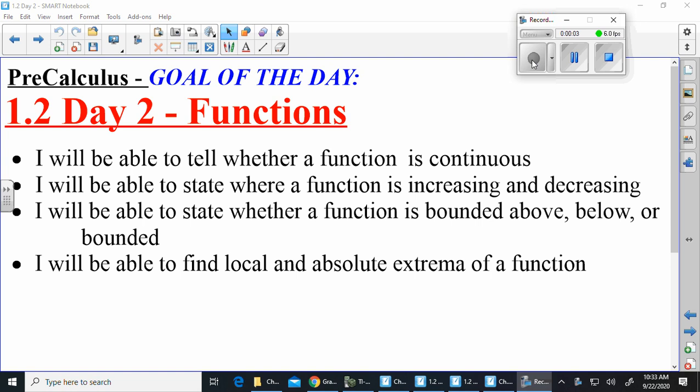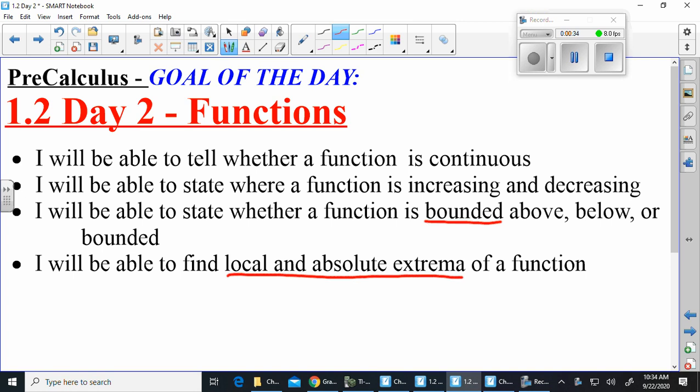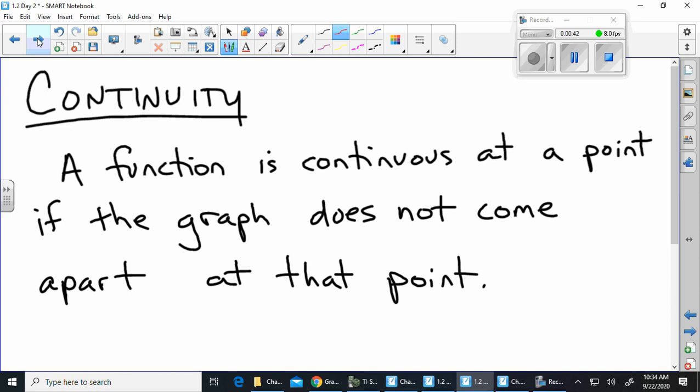All right, so we are going to move on to a few more ideas with this section. Continuity, being able to tell whether it's continuous, being able to state where a function is increasing or decreasing, boundedness, which is bounded above, below, or bounded, and then local and absolute extrema, which you really want to think of as max and mins. So first of all, to think about continuity.